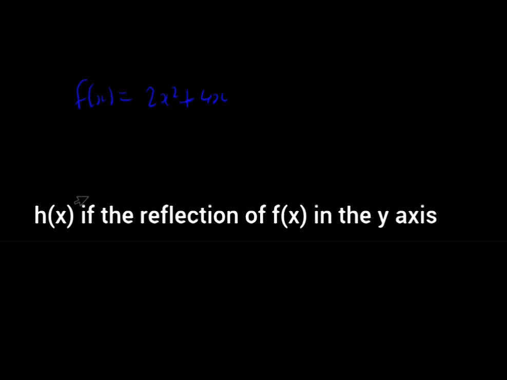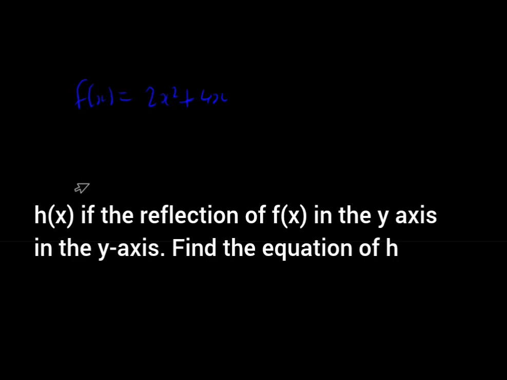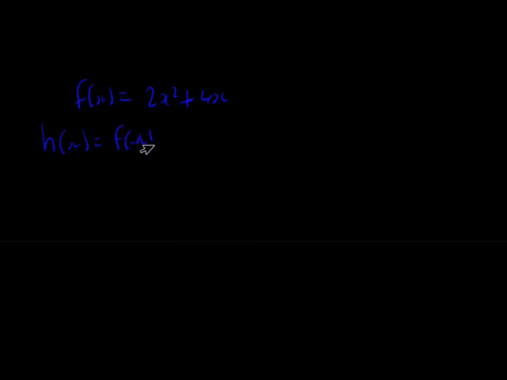Let's talk about reflections of graphs. Let's just say we've got a certain graph, called f at x is equal to 2x squared plus 4x. Now it says h at x is the reflection of f in the y-axis, and they say find the equation of h. I'm going to explain why I'm doing this.